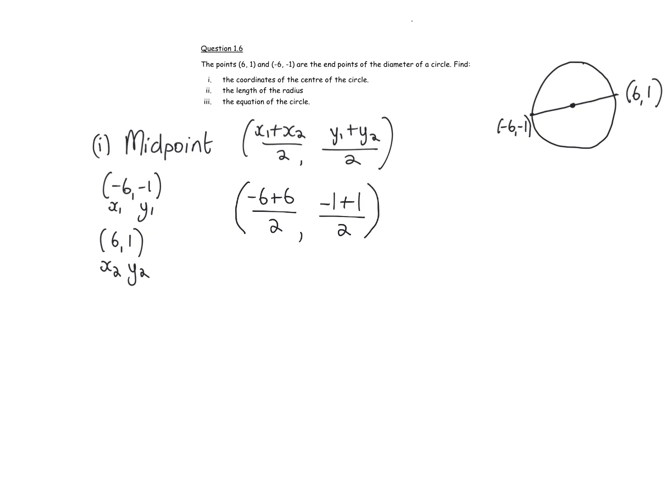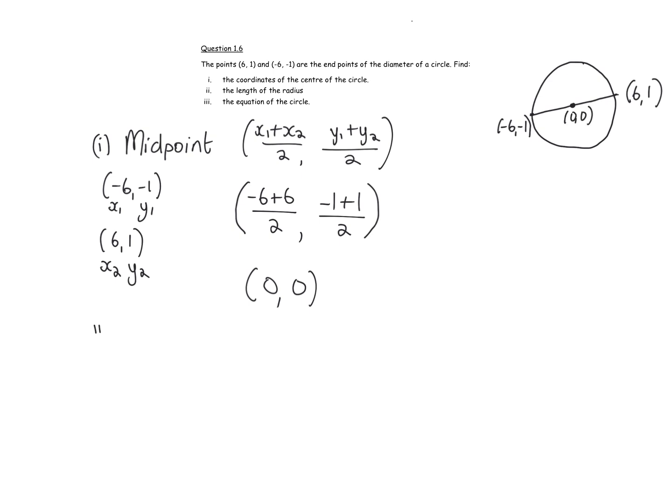Then you can place that into your calculator or do it in your head. So minus 6 plus 6 will give you 0 over 2, which will just give you 0. Minus 1 plus 1 will give you 0. 0 divided by 2 is still 0. Then the midpoint or the centre of that circle is 0, 0.